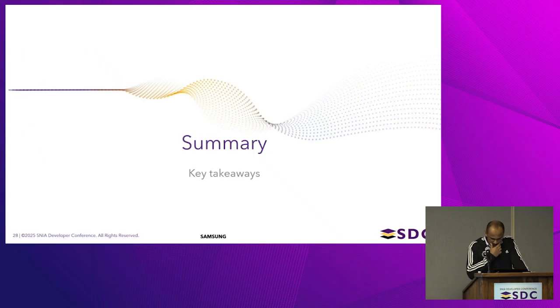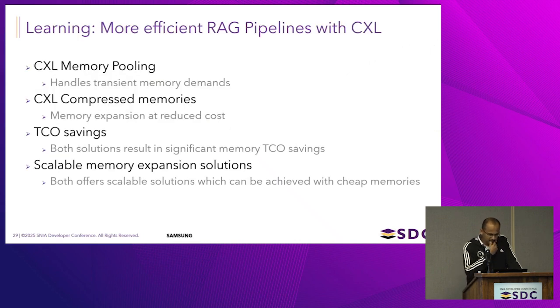So now we summarize with our key takeaways. We have explored two approaches. One is CXL memory pooling, and the second is CXL compressed memories over RAG pipeline. We summarize the key takeaways for both approaches. So we have seen CXL memory pooling first.